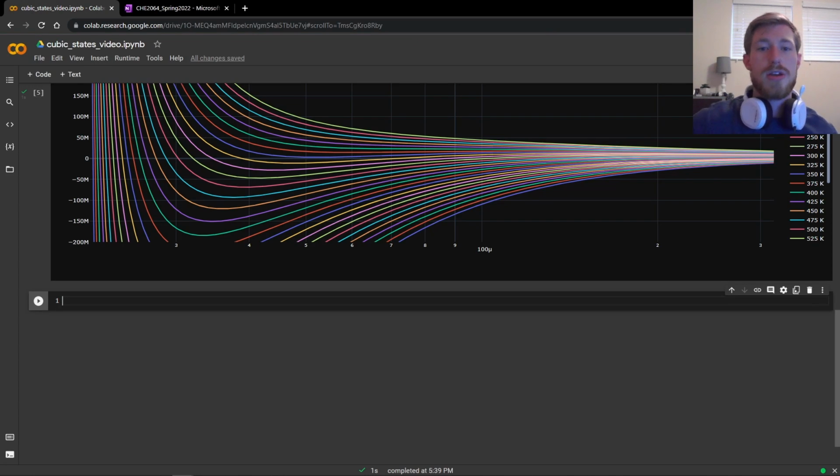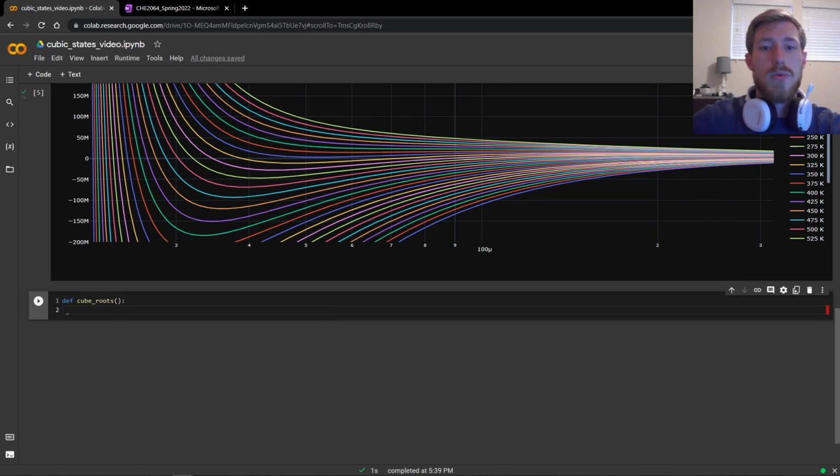So we're going to start by defining a new function. We're going to call it cube_roots. So what do we want cube_roots to do? Well, we want to take in those coefficients, as we said, a, b, and c. Some a, b, and c. It doesn't really matter what they are.